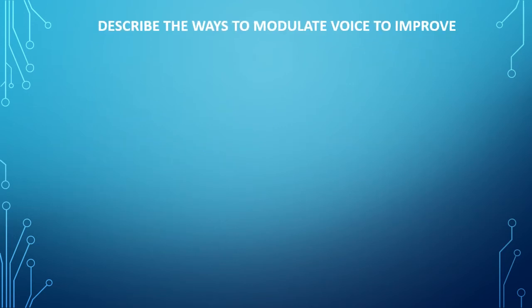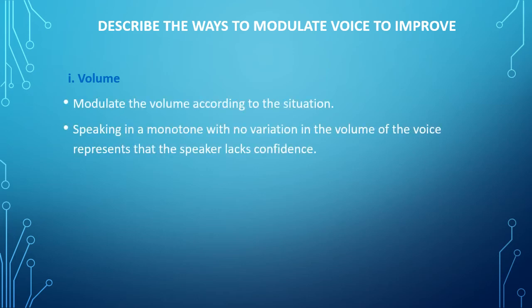Describe the ways to modulate voice to improve. So in this slide we are going to learn about 4 different ways to modulate voice to improve. The first one, volume. Volume of the voice is one of the most important aspects of oral communication, isn't it? You need to modulate the volume according to the scenario or according to the situation. For example, if you are addressing a large crowd, it's important that you speak in a louder voice that is audible to everyone. On the other hand, if you are talking to your partner, you should speak in a voice that can be heard by both the individuals.